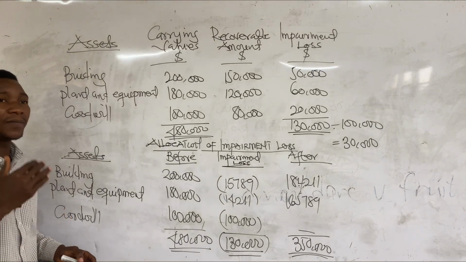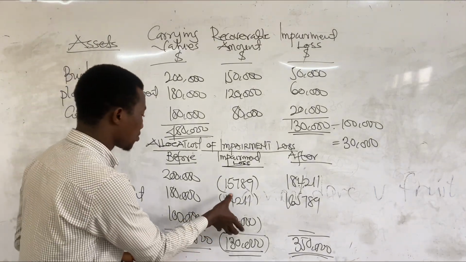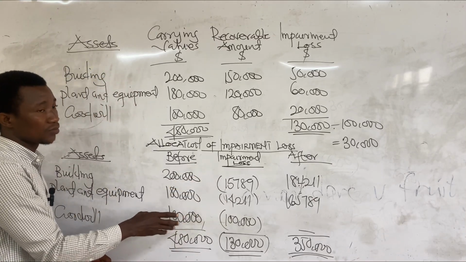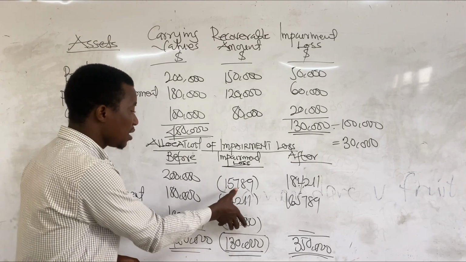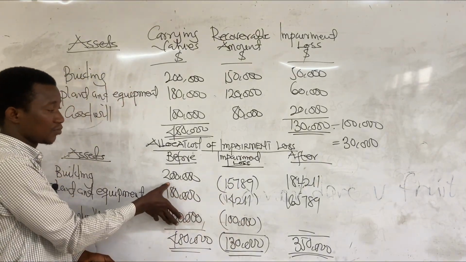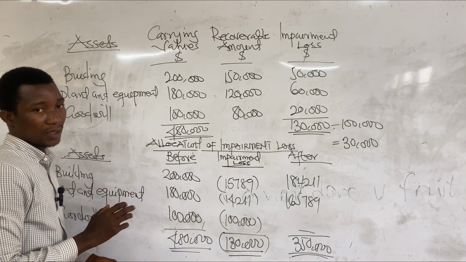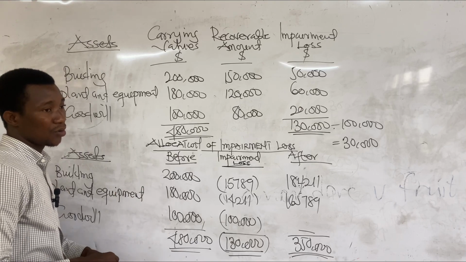So take note that for impairment losses, we subtract it from the initial carrying value. But when it comes to impairment reversals, we only add it back to the initial carrying value. Is that okay? So you can try that on your own.